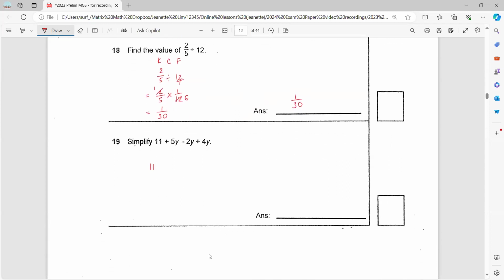19, simplify 11 plus 5y minus 2y plus 4y. The sign has to follow the number behind. So when we talk about, keep 11 first. When we're looking at plus and minus only, we do from left to right. So first 5y plus 5y, then minus 2y. That will give us plus 3y. Then you add a 4y.